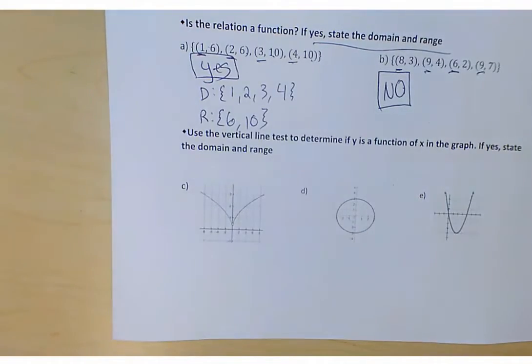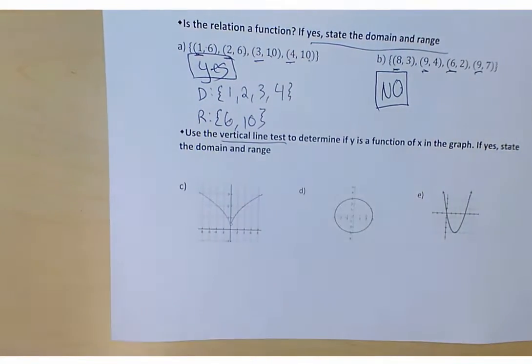Taking a look at graphical interpretations here. So same question. Is it a function, yes or no? In order to determine if a graph is a function, we use what is called the vertical line test. The vertical line test says if you draw a vertical line anywhere on your graph and it intersects at only one point, then yes, it is a function. If it intersects at more than one point, then no, it is not a function.